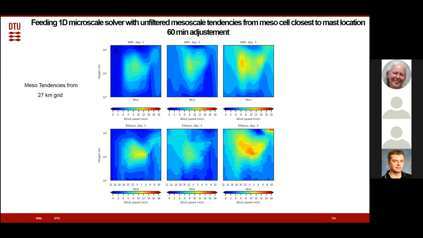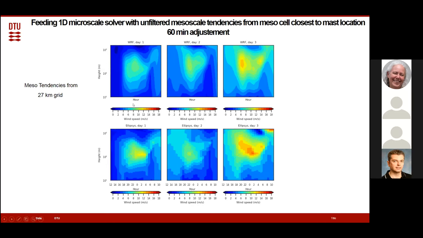I started looking into this, using the 27 kilometer grid as a starting point. We are looking at 3 days, where the middle day is the day when the Gables 3 case was considered, so we have a day before and a day after. We are looking at a 60 minute adjustment of the feed stream, which comes from the WRF model down to the 1D model. In the top row we see the WRF results, and in the bottom row the corresponding results from the 1D model.